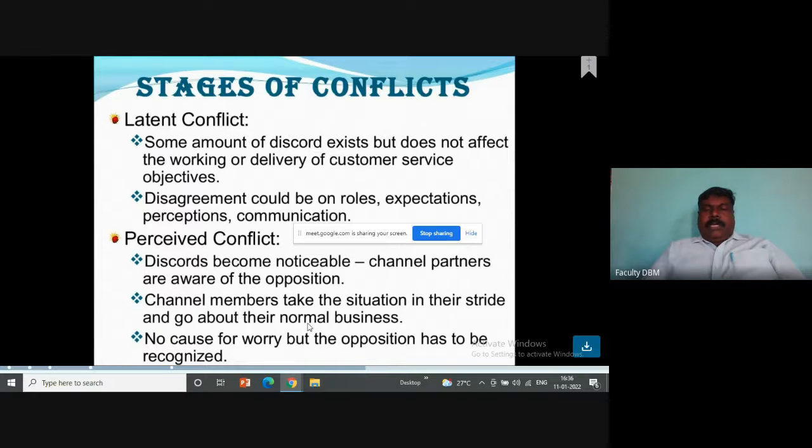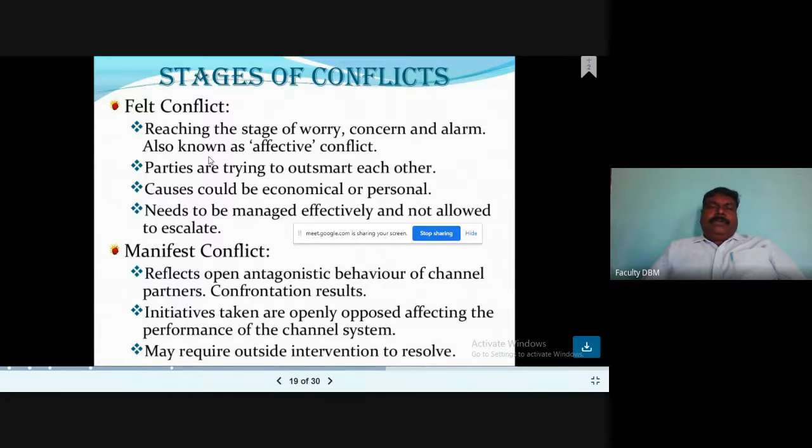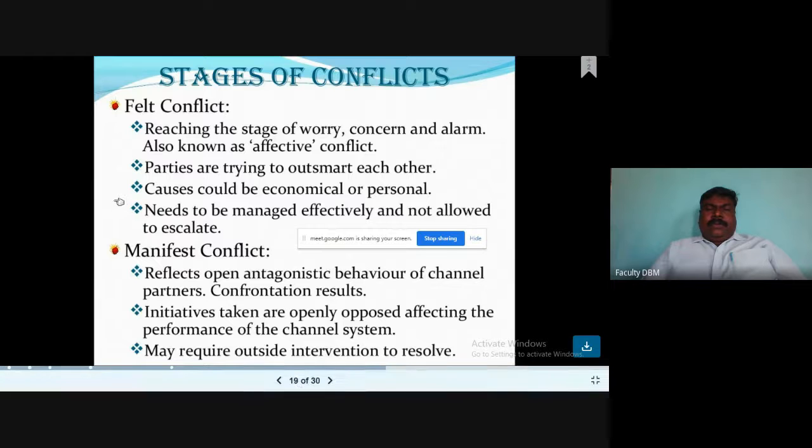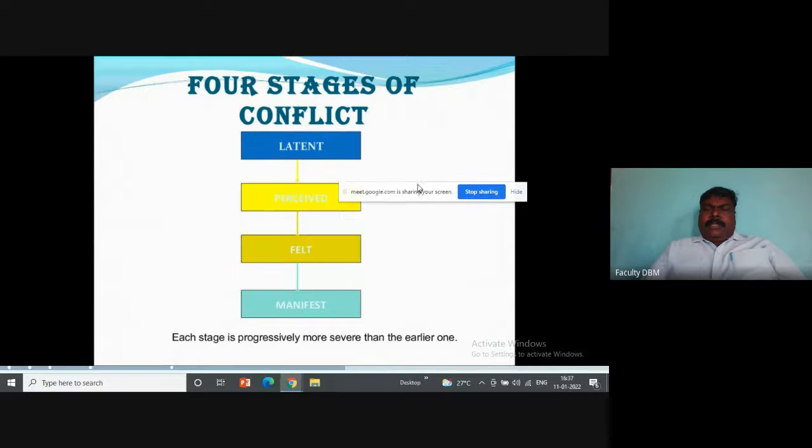Perceived conflict means channel partners have a problem: the dealer is not offering to the retailer, so the retailer says, I am not going to offer you either. If the dealer is not cooperating with the retailer, the situation of perceived conflict arises. Felt conflict reaches the stage of worry, concern, and alarm, an affective conflict. Parties are trying to outsmart each other, so it needs to be managed and not allowed to escalate, as the feeling will start. So, going back, the starting point is latent: the disagreement which starts and affects the delivery of service.